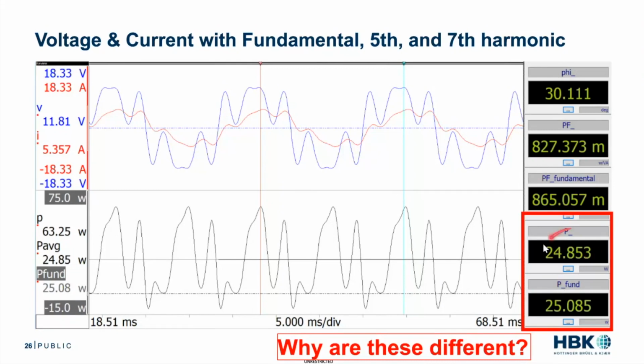Harmonics of the fundamental. Our power is 24.8 watts for the full mean of U times I over that cycle period. Don't forget that. Power is the mean of U times I over a number of cycles, 24.85. Well, our fundamental power, the power just from the fundamental, is 25.085. Why is my fundamental power higher than my power? Well, the answer is that the fifth harmonic has a bunch of negative power in it.